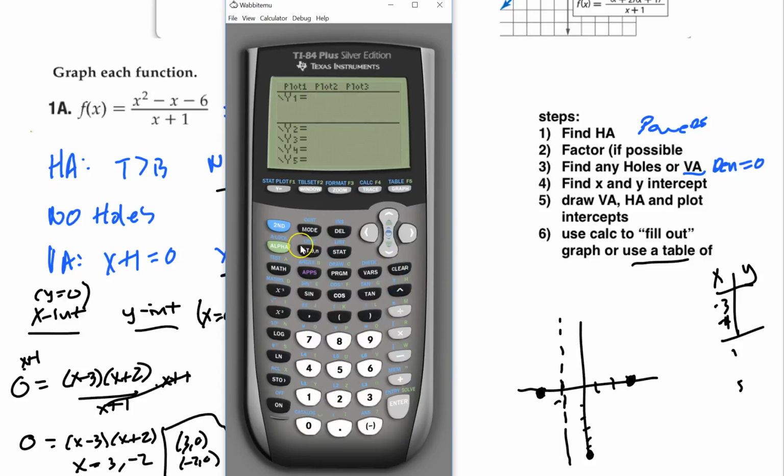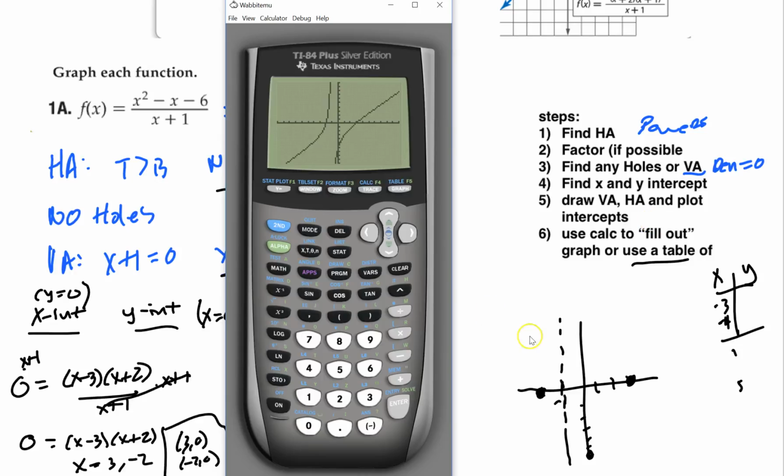Other way, if your calculator is updated, you can do alpha y equals, and it gives you this little function here. That lets you put a fraction form, and then you just type it in the way you see it. X squared minus x minus 6 over x plus 1. Hit graph. We got this and we got that.